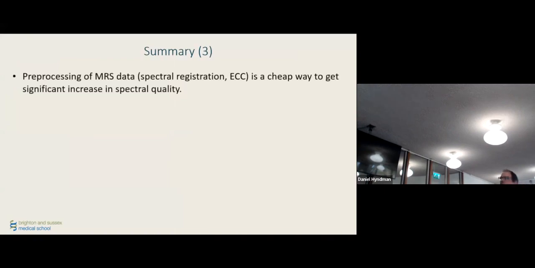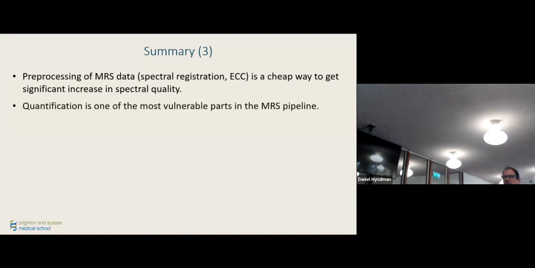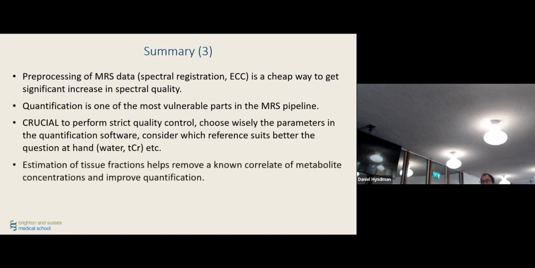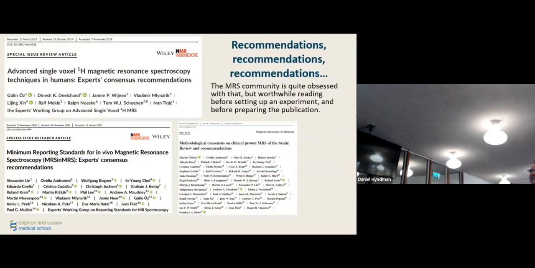Summary, to finish it all: we have talked about pre-processing, and we talked about quantification and the difficulties in it, and we said that it is crucial to perform strict quality control, and that the estimation of tissue fractions also helps you in the quantification. Finish with this slide. We have a lot of recommendations. Again, we're obsessed with acronyms and recommendations.